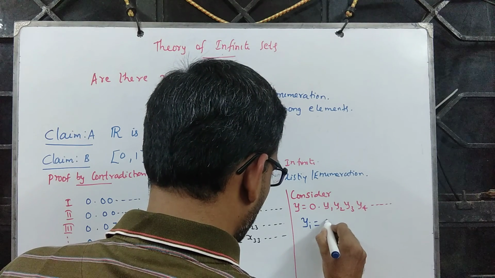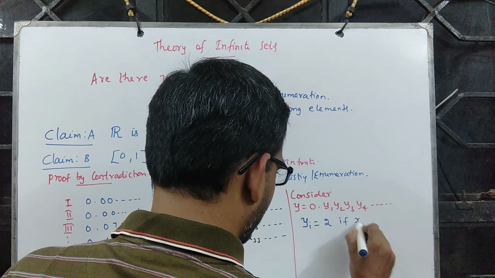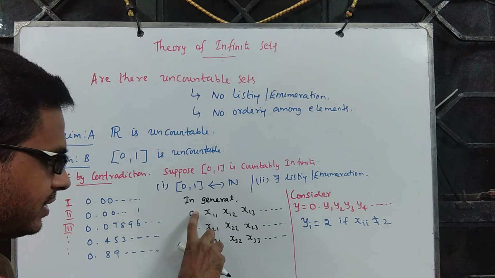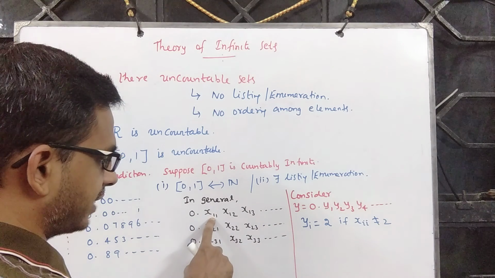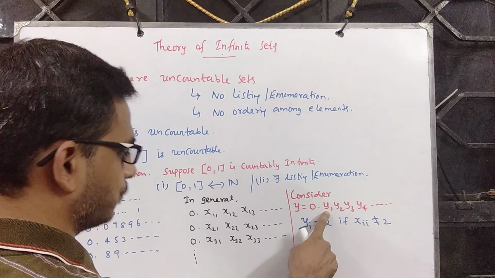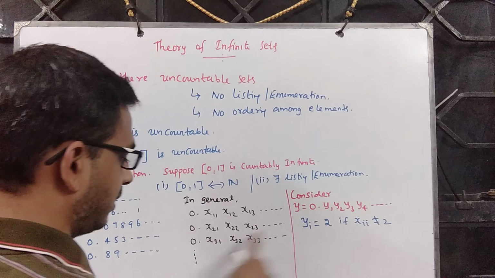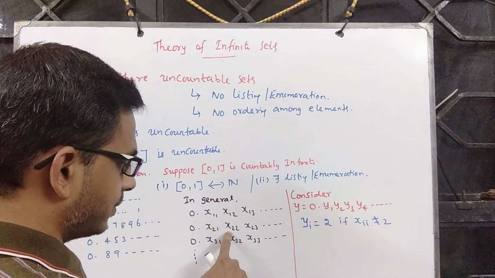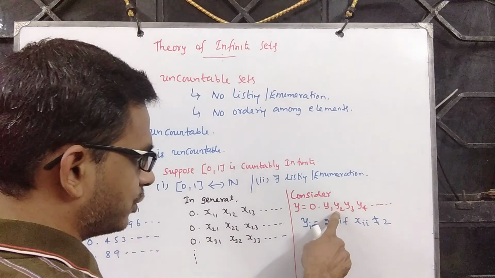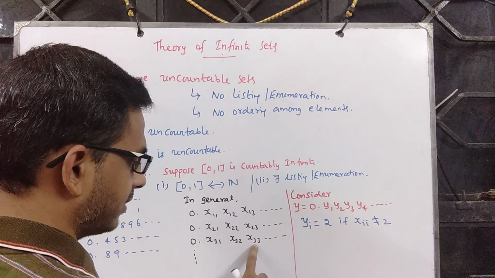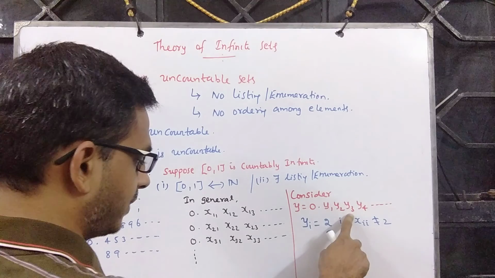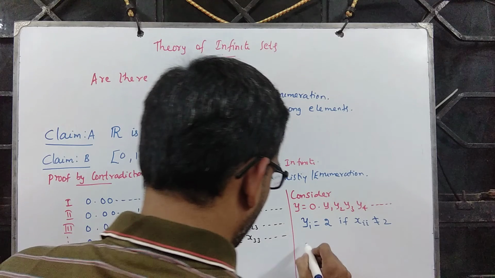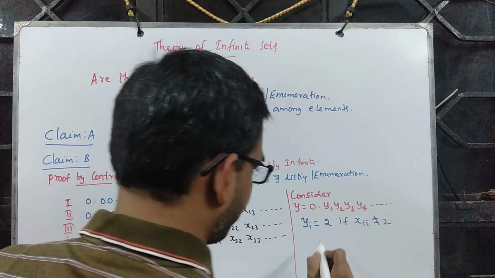So yi is 2 if xii is not 2. You look at this. If x11 is say 4, then y1 is 2. It's xii; I'm just focusing on the diagonal element. Then look at x22. Suppose it is 3, then y2 is 2. Then look at x33. Suppose it is 9, then it is 2. Then look at x44. Suppose it is 5. Okay. And then it is 2.